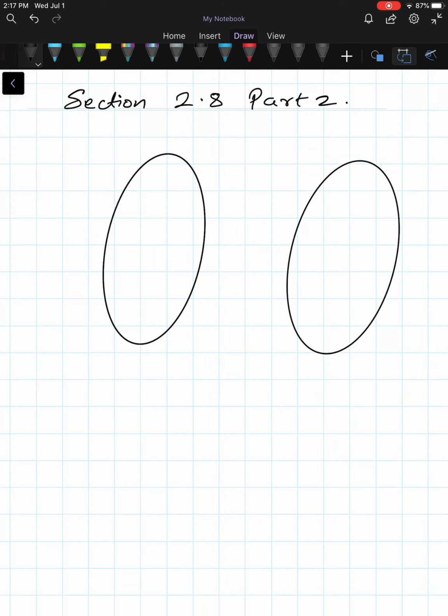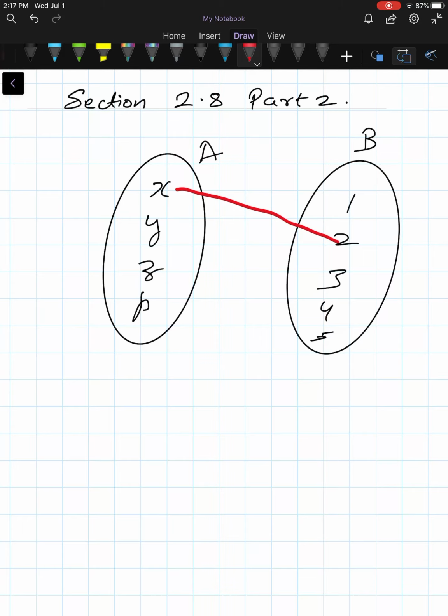If there are two sets A and B, where A is the domain and B is the codomain, and you have X, Y, Z and P and 1, 2, 3, 4 and 5. So you have a function F which is not one-to-one. So X is also going to 2 and Y is also going to 2. Then Z is going to 3 and P is going to 4. So this is clearly a function but not a one-to-one function, right?